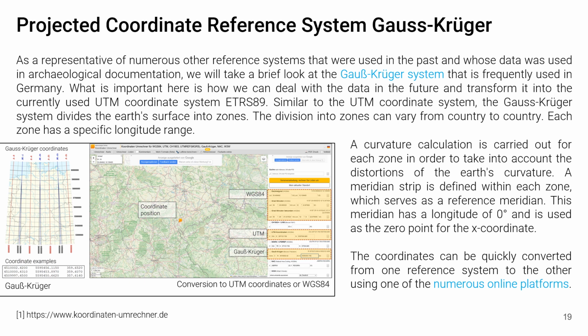On the left, we see the Gauss-Krüger coordinate system. Below, we see 3 examples of coordinates in Gauss-Krüger with values for x, y, and z respectively. On the right, the coordinates can be quickly converted from one reference system to the other using one of the numerous online platforms. In this example, the first point was entered and automatically converted to UTM or WGS84 coordinates.